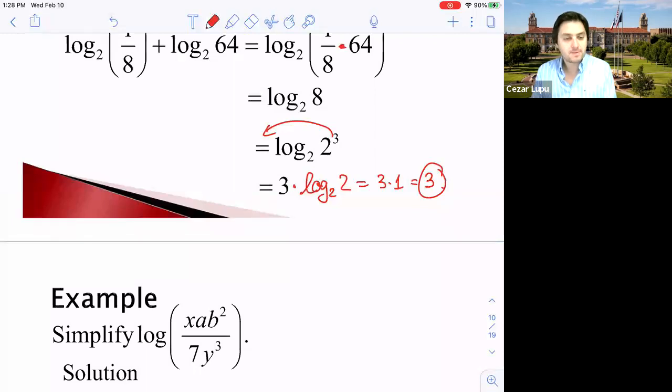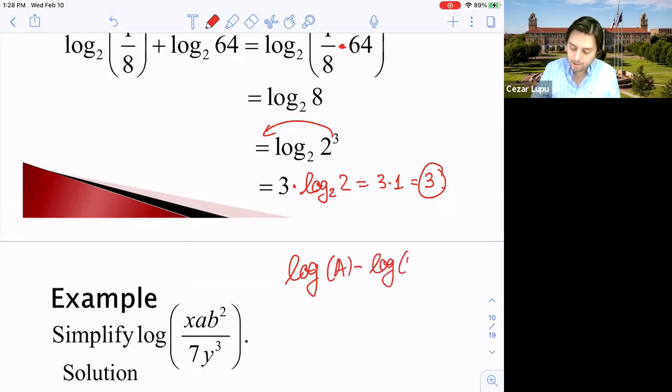Well, like Frank says, we subtract, right? So in other words, we have that log of quantity, let's say a, minus log b, it will be log of a over b.